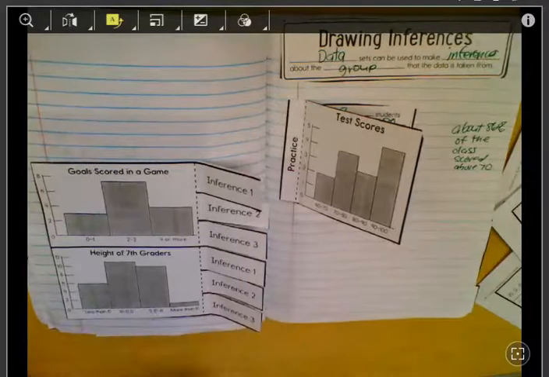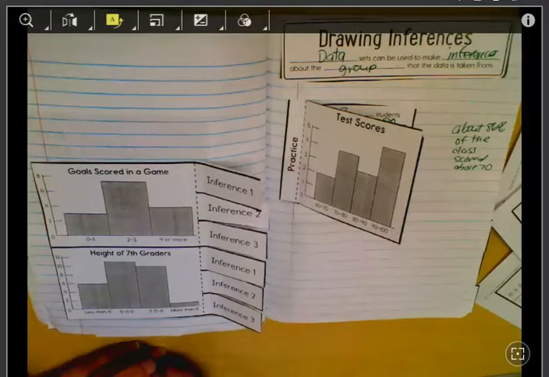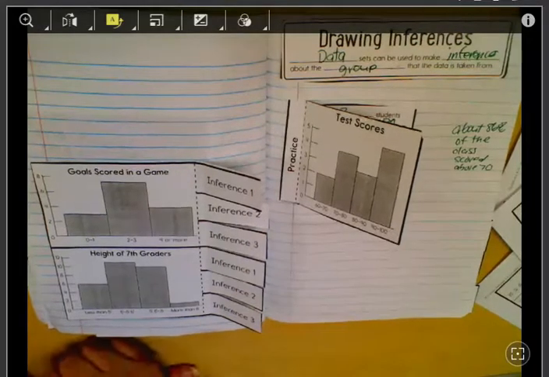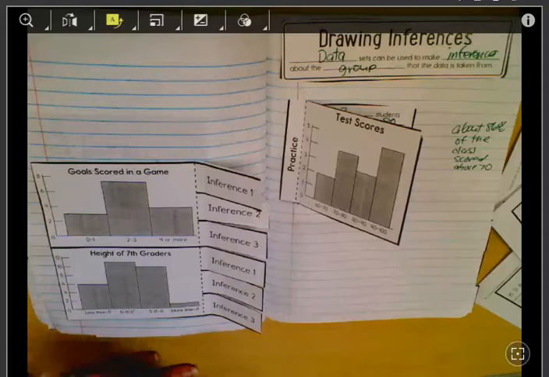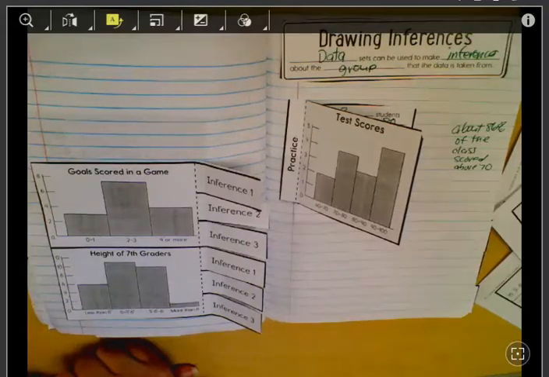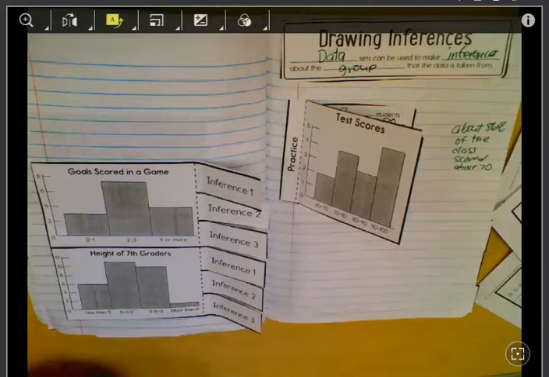So inferences can't be wrong as long as they're based on fact. They're based on something within the chart that you see. So I'm letting you have an open-ended area for me to check to see if you actually do it. So that will be where your points come from, is actually making inferences. Okay, so good luck on those 2.